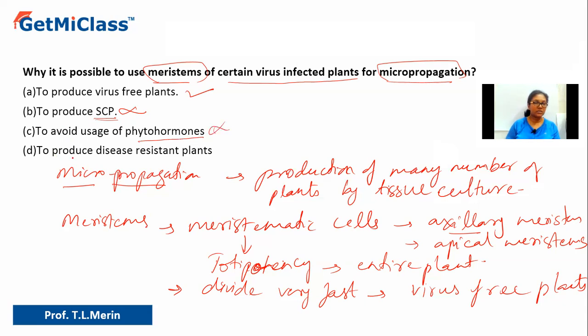So option D says to produce disease-resistant plants. Sorry, it is not disease-resistant, it is virus-free plants. Remember there is a difference between disease-resistant and disease-free. Disease-free means it was having the disease and now you are getting it disease-free, by meristem culture. Virus-free, not virus-resistant. These cannot be resistant. Resistant means the ability to avoid any infection, but these cannot avoid infection in future. Though they are disease-free now, they can get affected by disease later. So option A is the correct answer.